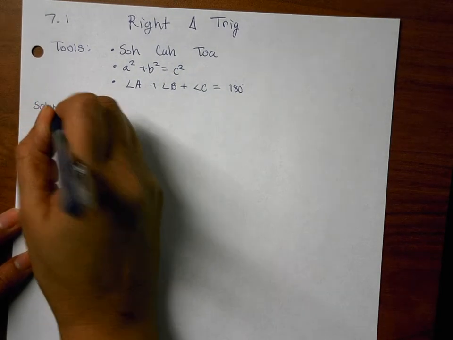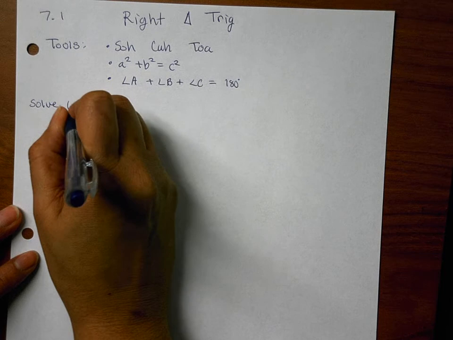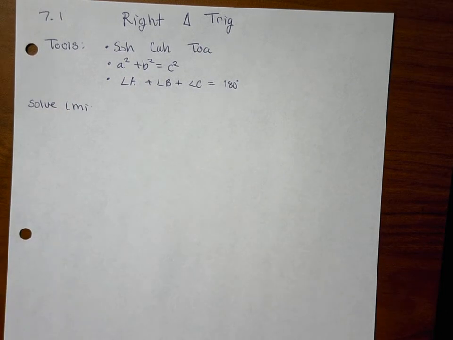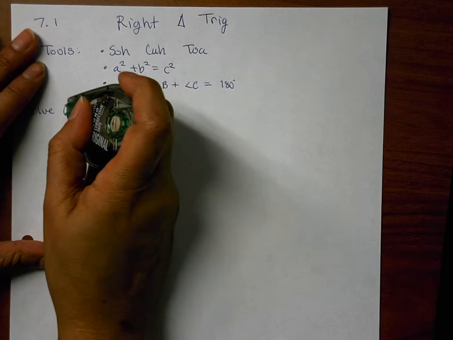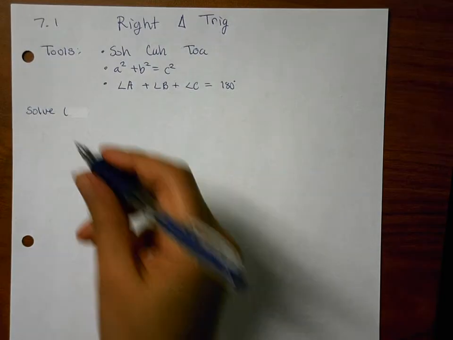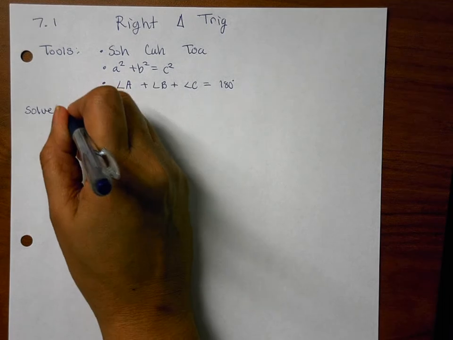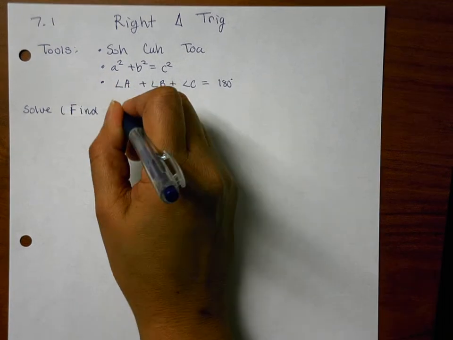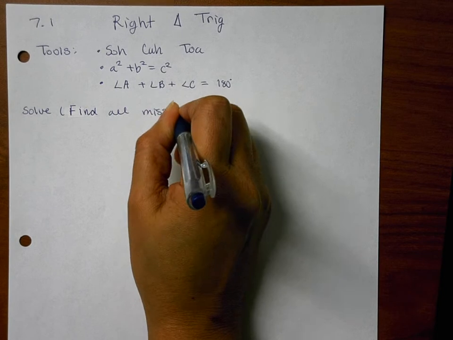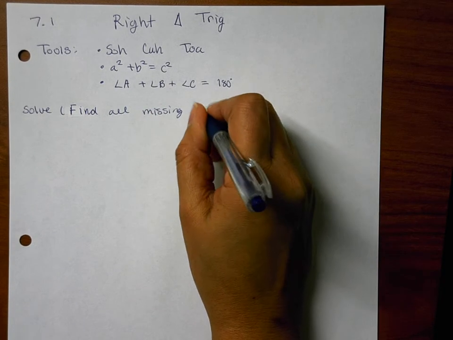I'm going to write down solve, in parentheses, find all missing sides and angles. I put that because in the textbook it's just going to say solve, or solve the triangle, and every time it says that you're going to find all missing sides and angles.